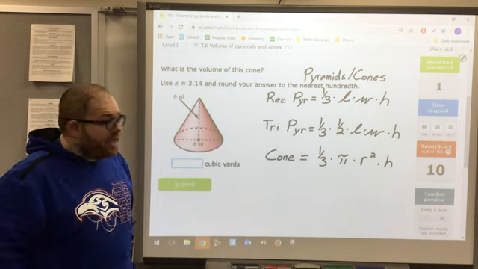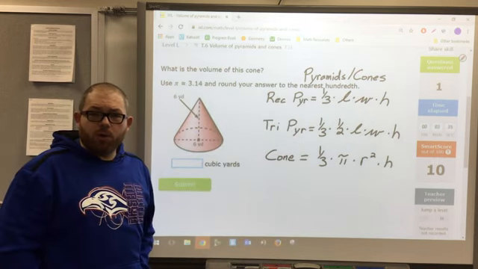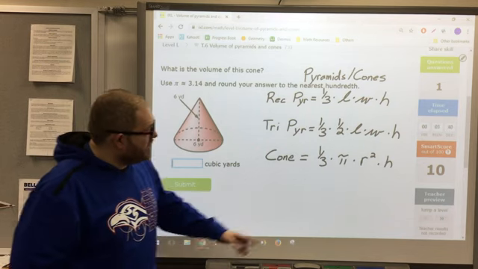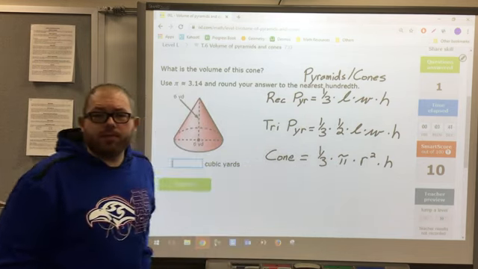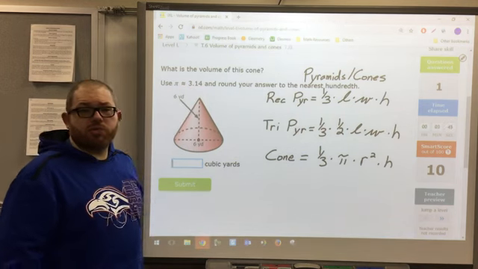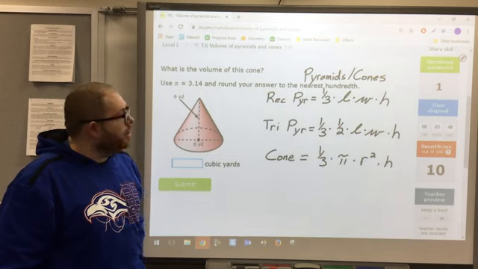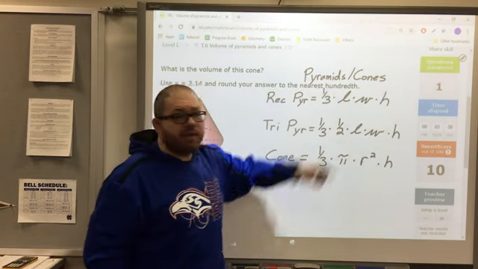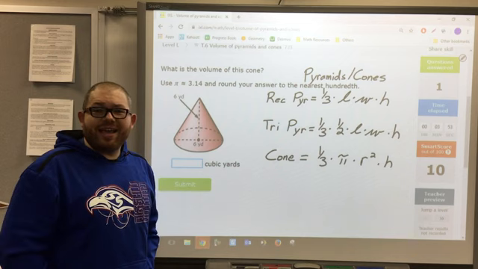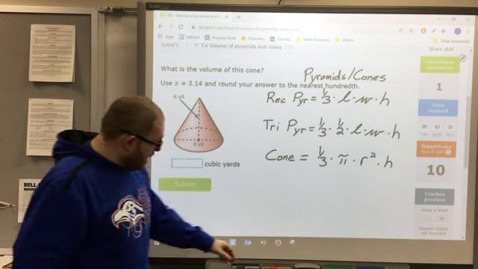Now, more than likely, every single cone you work with, you will not get an integer. Because cones have circles, that require us to multiply by pi. This wants us to use 3.14, and it wants us to round to the nearest hundredth. So we will need 2 decimals. Let's take our time. Let's see what we get.